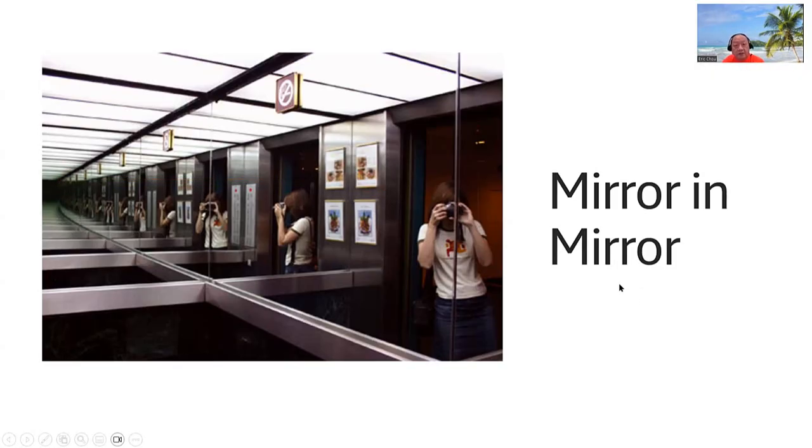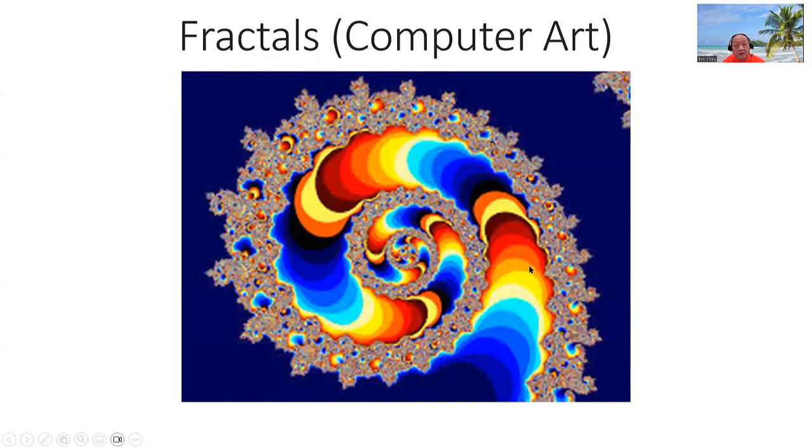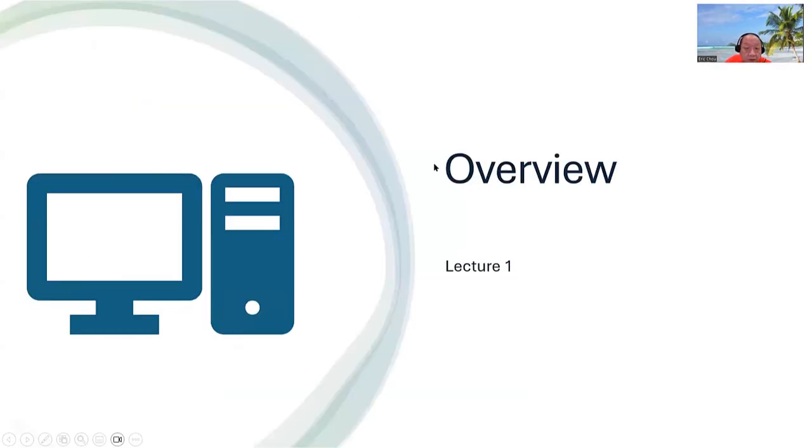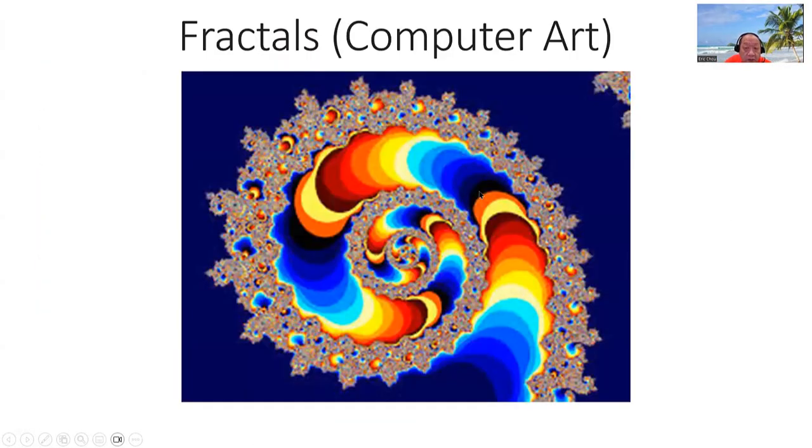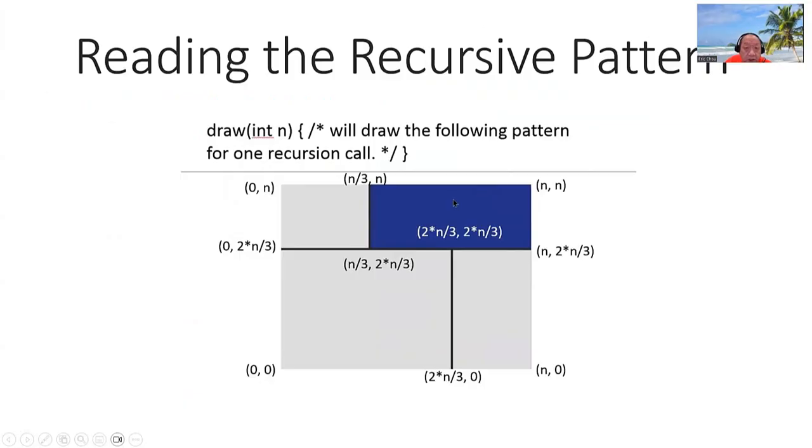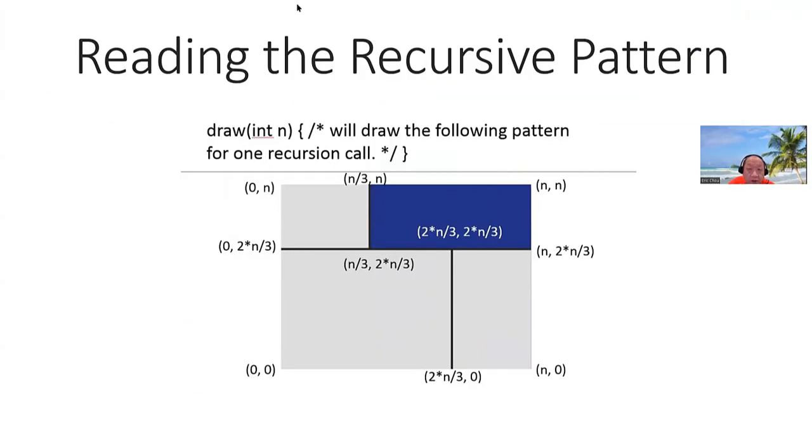Okay, this is one thing where you actually see recursion in life. The second one is the fractal. A fractal is computer art, but usually it's generated by a recursive function. So this is another real world problem for recursion. And when you do recursion, you need to read the recursive pattern first.